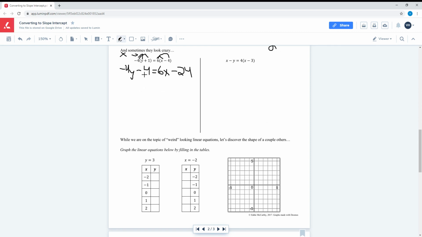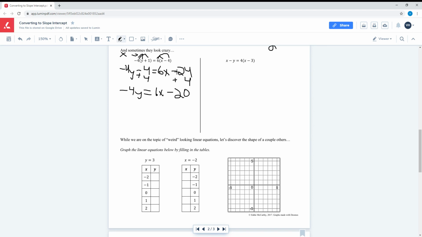So let's start with the easy guy. Let's pull over this negative 4 who's alone. Right now it's negative. In order to bring it to the other side, you have to do the opposite operation, which is adding. So plus 4. What you do on one side, you gotta do to the other. Plus 4 on that side. So what we are left with is negative 4y equals 6x, negative 24 plus 4 is negative 20.